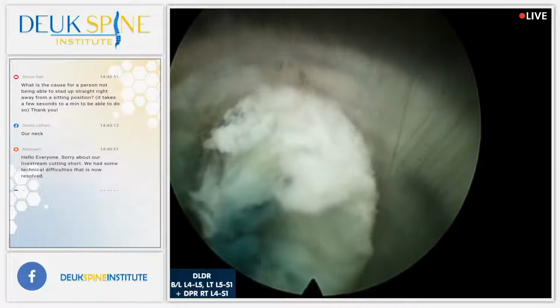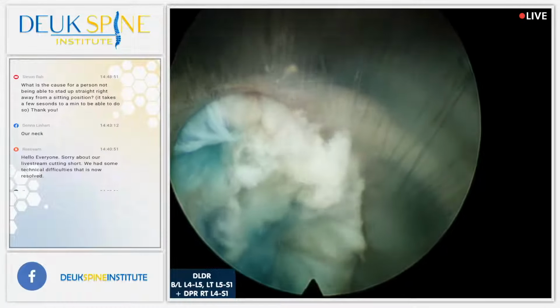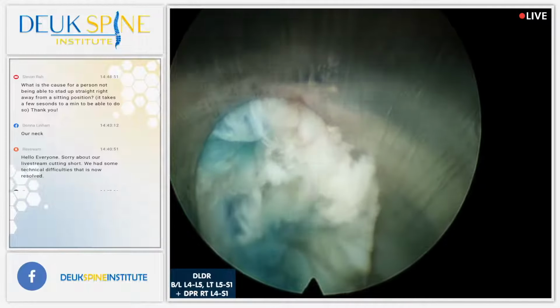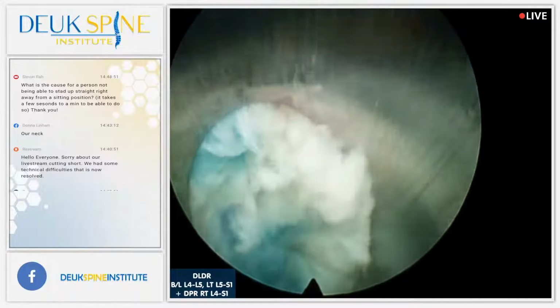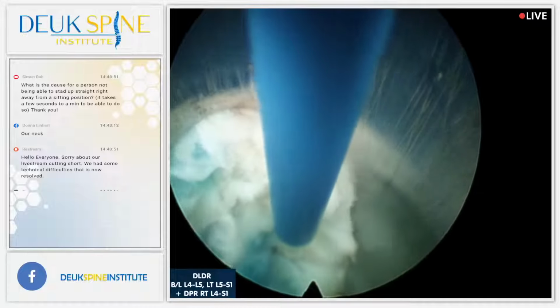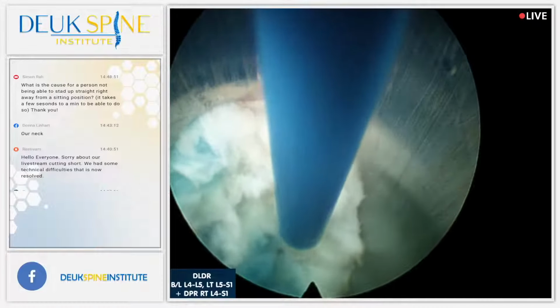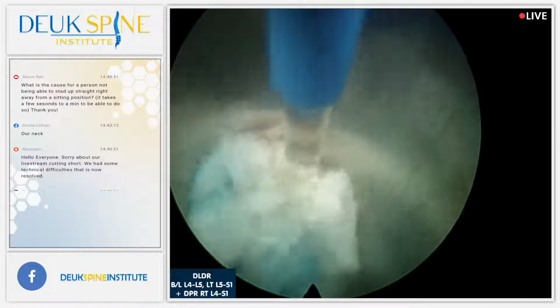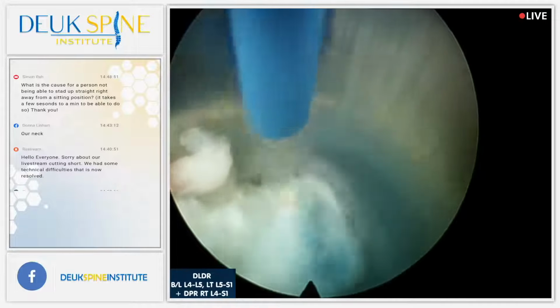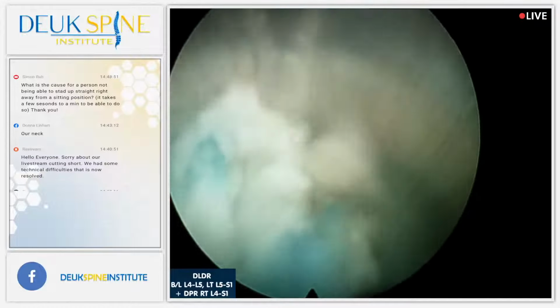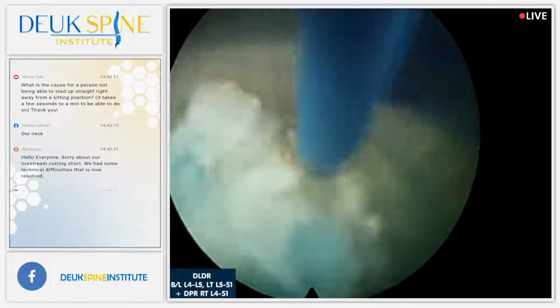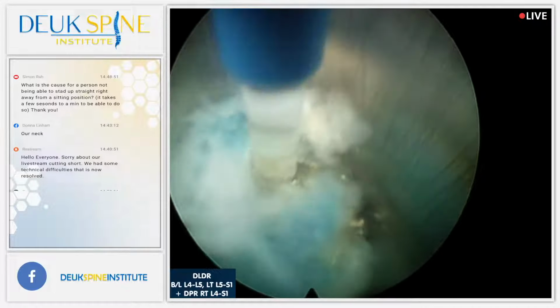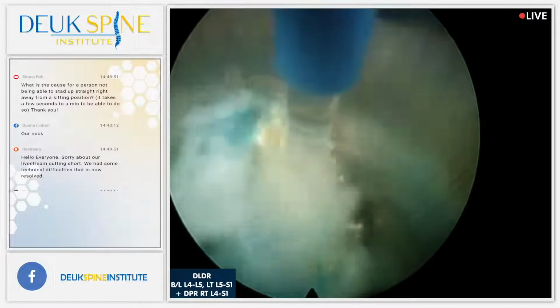You can see the annular tear. You guys see the tear in the annulus right there? Yes, we do. The white is annulus, the blue is herniation, and you can see how the herniation is stuck inside the tear. It basically blocks the tear from healing, like you guys saw in the video earlier. What I do is I come in with the laser and I clean out that tear.